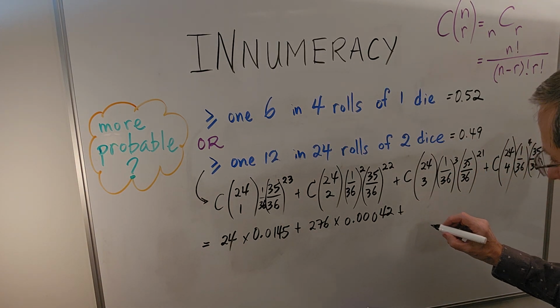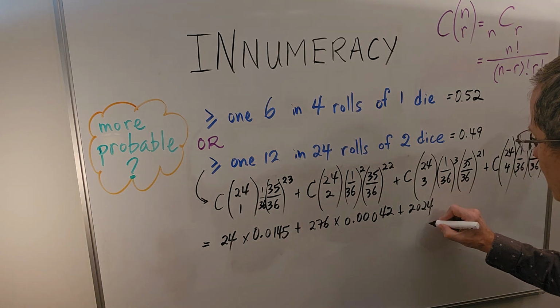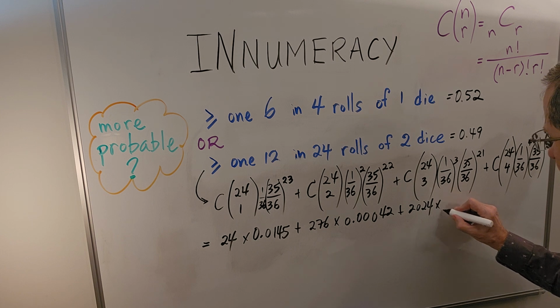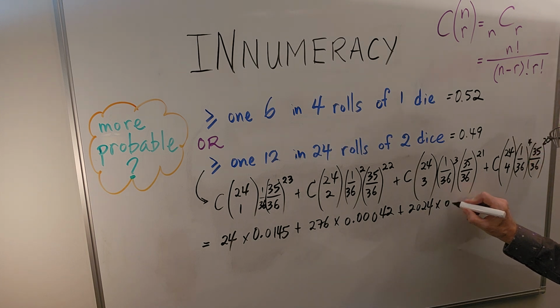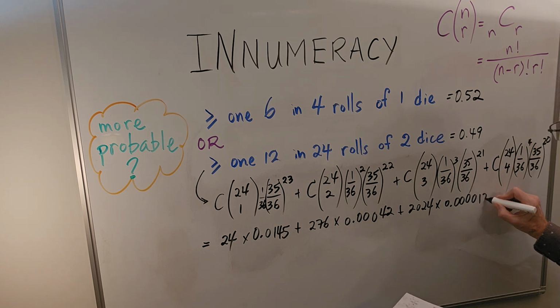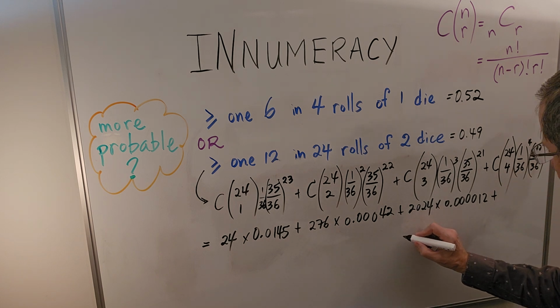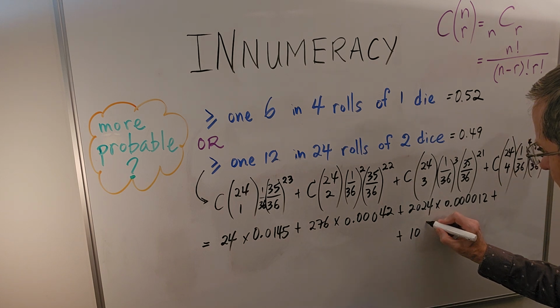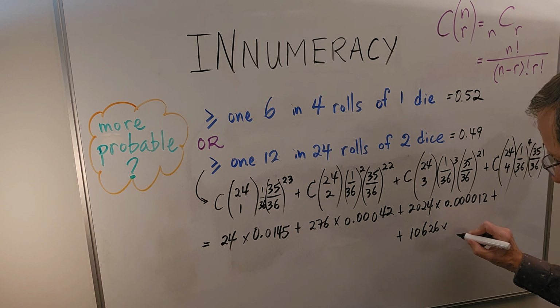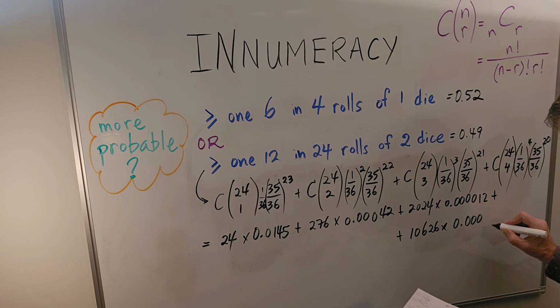Plus, this is 2024 for C(24,3) times 0.000012, and the last one is, I'll put it down here, 10,626 times 0.00000034.